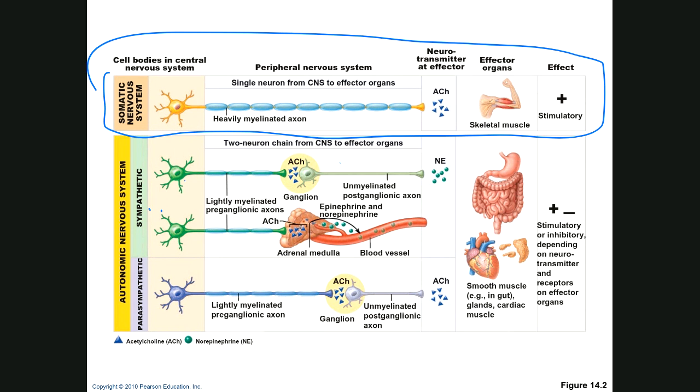We have two sets of neurons. The preganglionic neuron releases acetylcholine into the ganglion. The postganglionic neuron is activated by acetylcholine, creates an action potential, and releases norepinephrine into the organ.